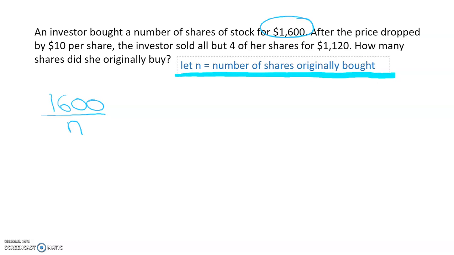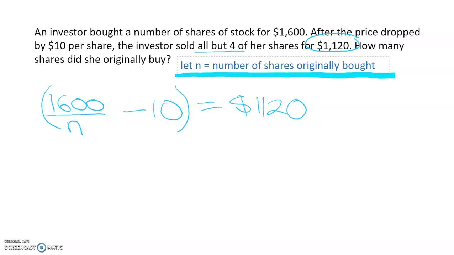She's now selling them for $10 less because there's been a price drop. So whatever this value was, it's now being reduced by 10. When she sells them, she gets $1,120. But how many is she selling? She's not selling all of them. And that says all but 4. So if she started with N, she's selling N minus 4.